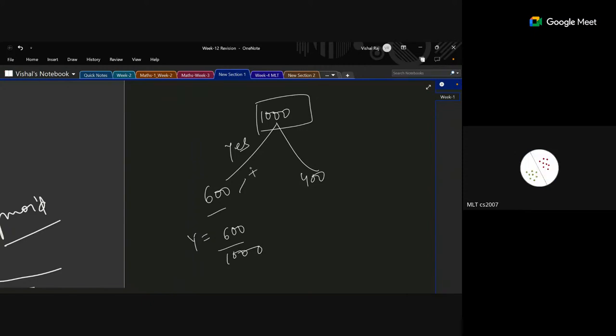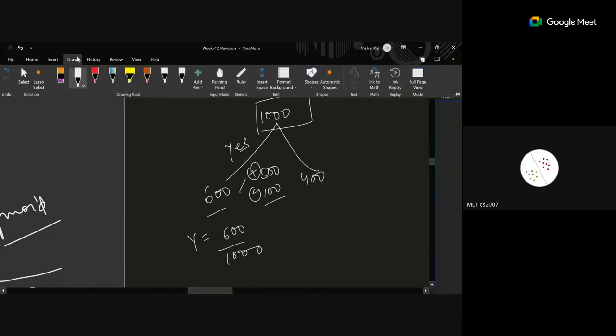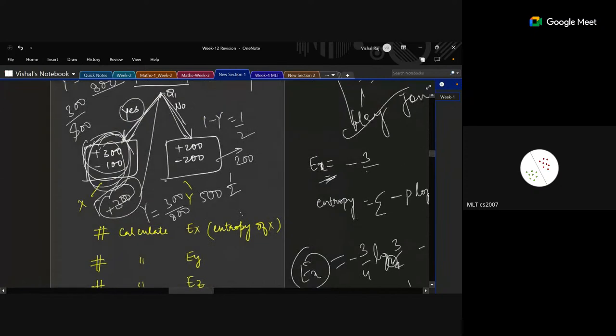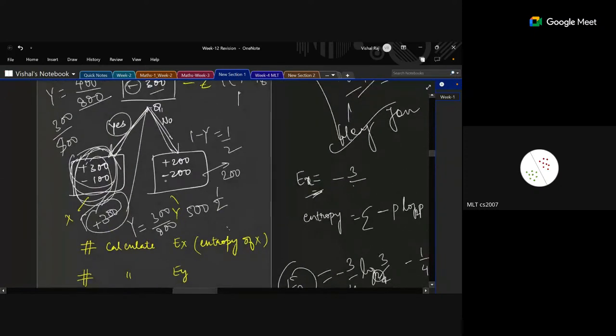It can be that the positive label is 500 and the negative is 100. That doesn't matter to you, right? I'm not telling that. I'm telling you the yes category is 600, so that's 600 by 1,000. That's it, that's what I was asking. There is no point in that. Okay, then my bad, I was understanding something else. So, what I was explaining.